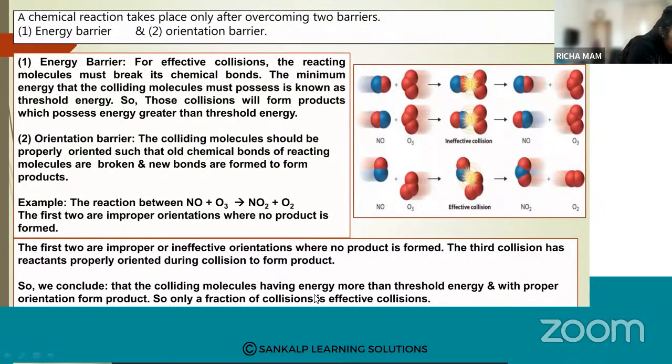Then the fifth one is haloalkanes and haloarenes, which is for 9 marks. Then alcohols, phenols, and ethers is for 12 marks. So we have completed 6 chapters.